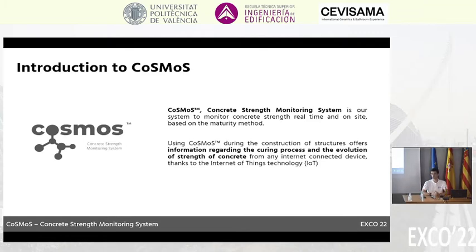Now we can process large amounts of data with really simple sensors and transmission devices on site, and then start to know the real evolution and the strength of concrete of the monitored elements in the field. It doesn't matter if it's a concrete slab, a column, a pillar, or whatever. So how does the CoSMoS system work?